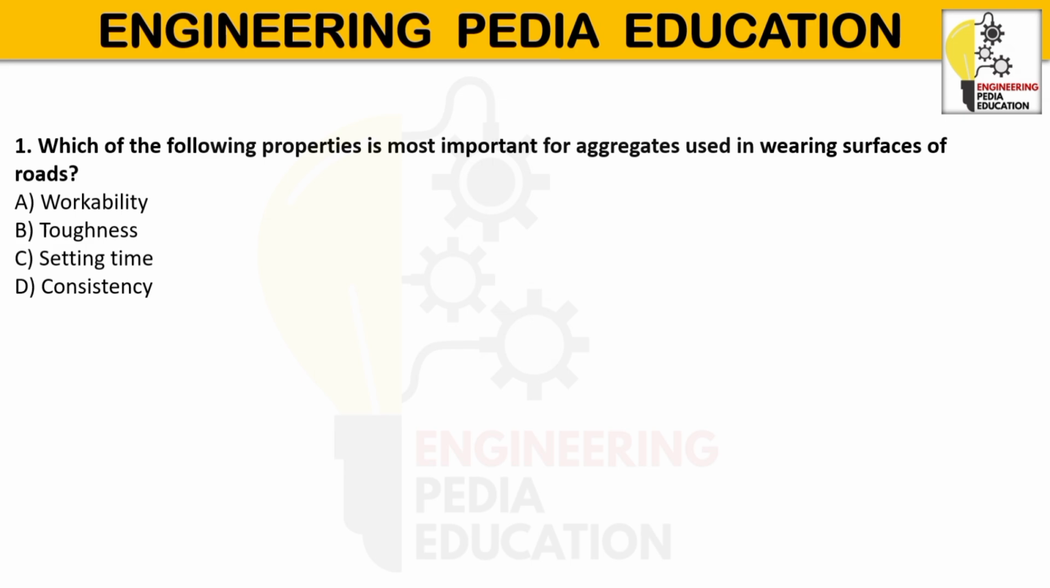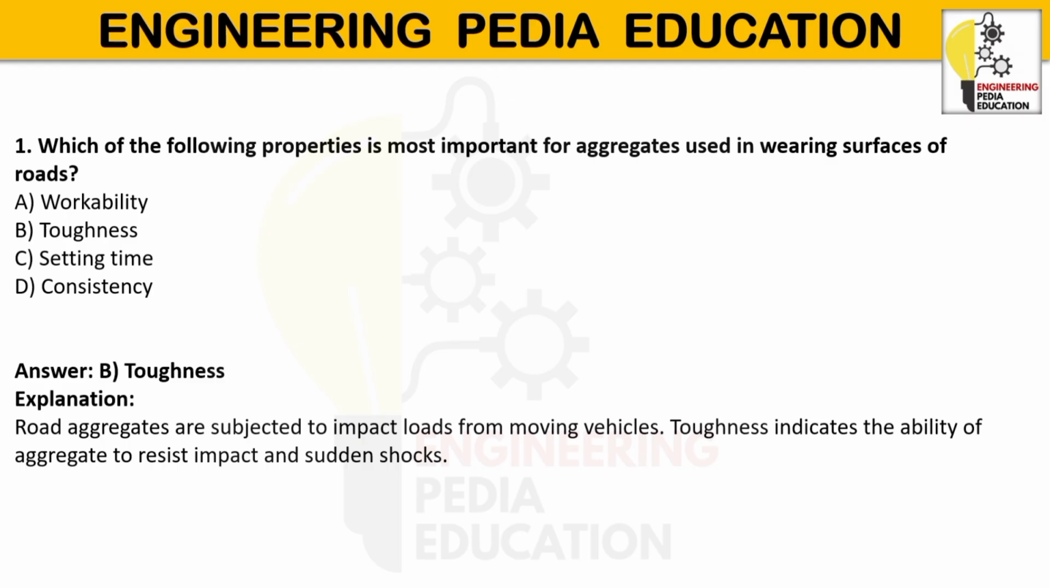Which of the following properties is most important for aggregate used in wearing surface of road? Options: workability, toughness, setting time, consistency. So the correct answer is toughness. Road aggregates are subjected to impact load from moving vehicles. Toughness indicates the ability of aggregate to resist impact and sudden shock.